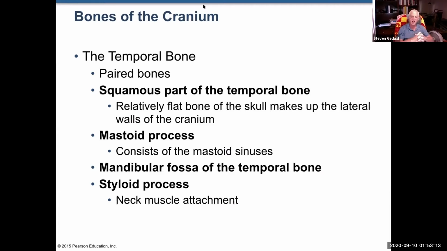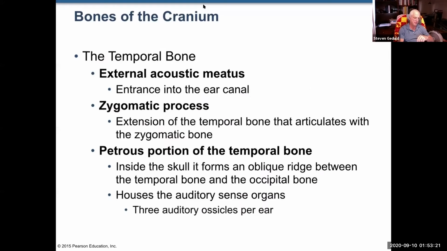Okay? And you have the styloid process. That's that big hook that hangs down. That's where neck muscles are attached. Okay, I'll get a picture in a second. Again, the temporal bone also has the external acoustic meatus, which is the entrance to your ear canal. It has a zygomatic process. Remember, the zygomatic extends across your cheekbone.